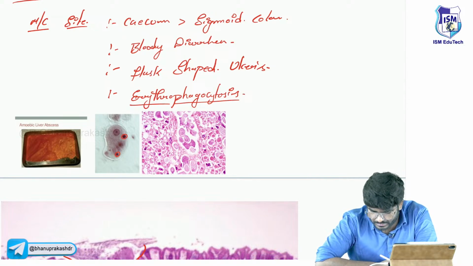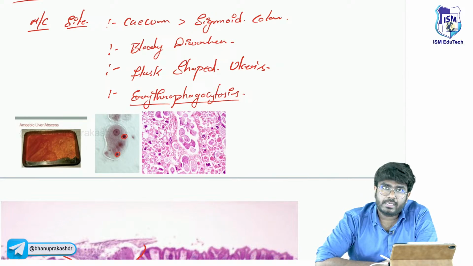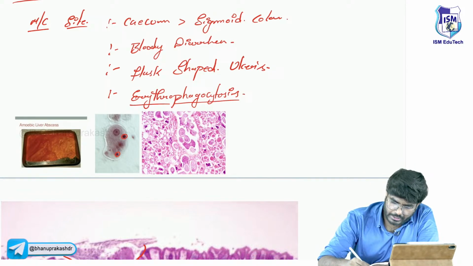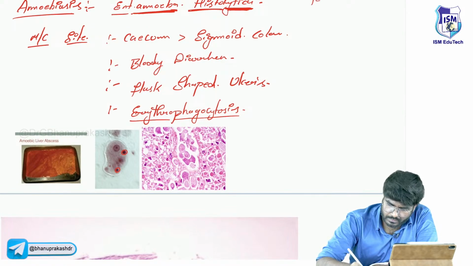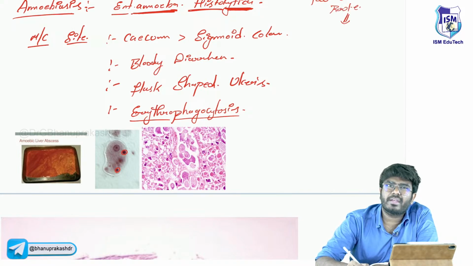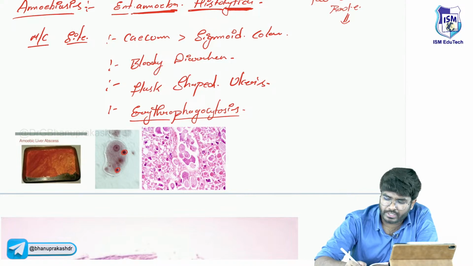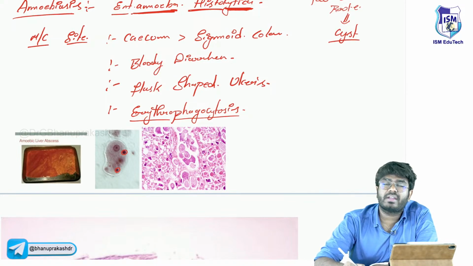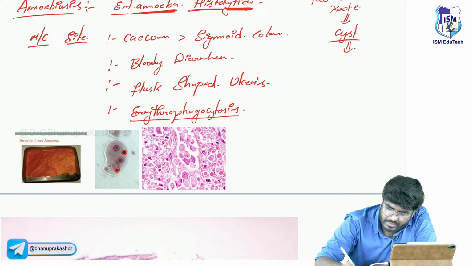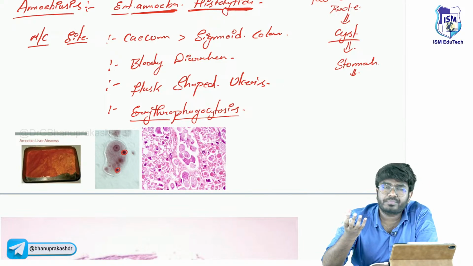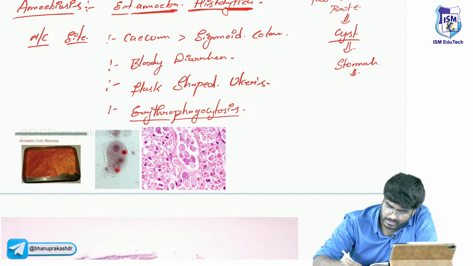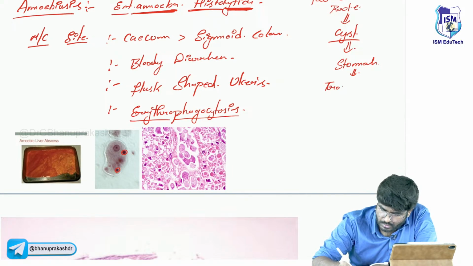Let me tell you how it enters. First, via the fecal-oral route. It enters your body via contaminated food and contaminated water, in the cyst form. The cysts of Entamoeba histolytica will enter your body and come into the stomach. In the stomach, excystation happens. The cyst opens and changes into the trophozoite.